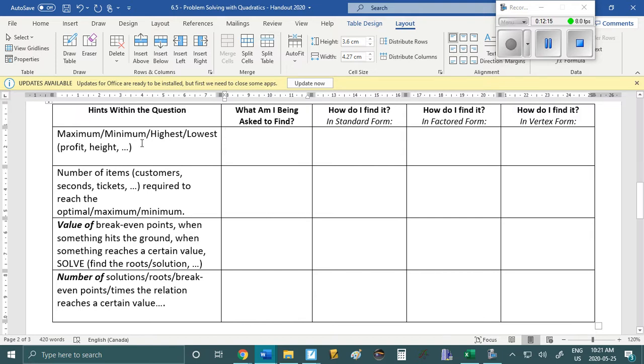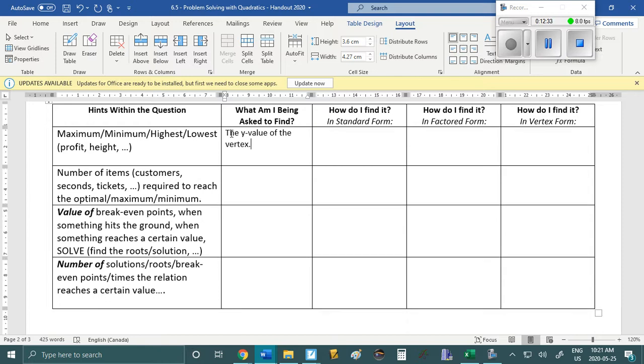All right. So let's first go across this whole row. We'll do a row at a time. If I'm asking you for the maximum or the minimum or the highest or the lowest profit or height or whatever, you are being asked for the y value of the vertex. And this is really important, because when people read one of these questions, they think, oh, I'm being asked for the vertex. Well, you're being asked for the y value of the vertex, and that's it.